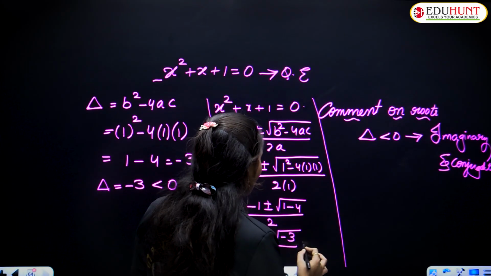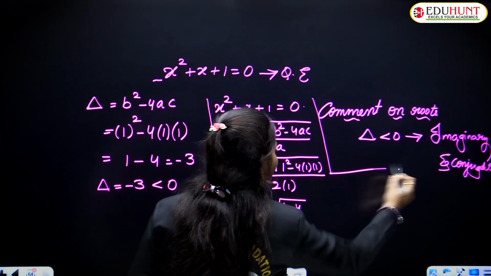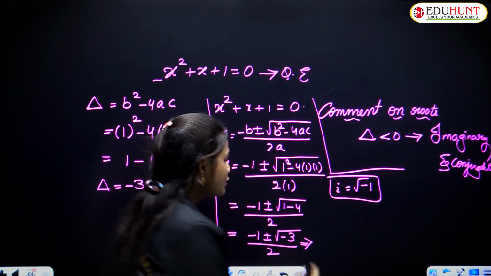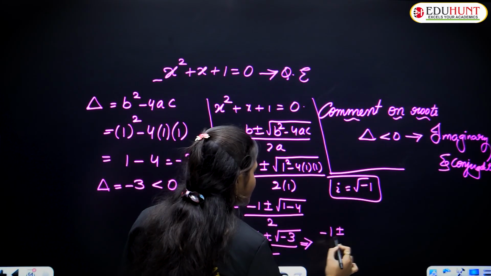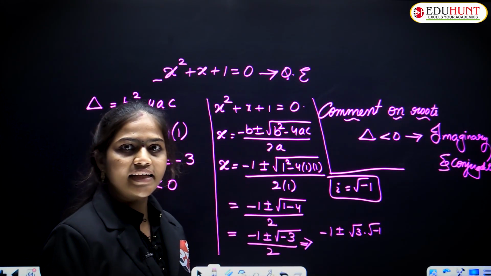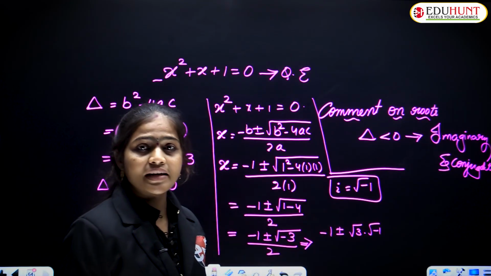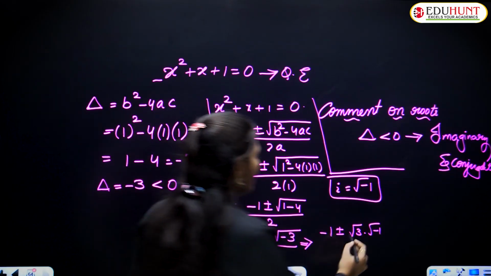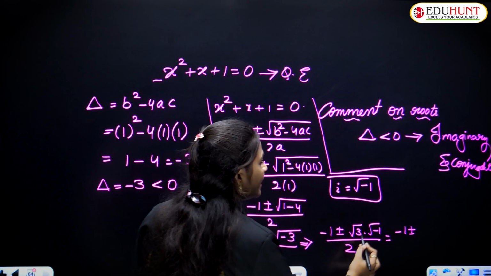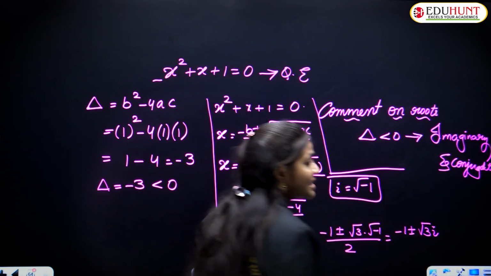Imaginary means the square root of a negative number is called an imaginary number. We know that, right? So how to express this one? By using i. We know that i is equal to root of minus 1. So we can write this as minus 1 plus or minus square root of 3 into square root of minus 1. Square root of a into square root of b is equal to square root of ab, that is the property. Whole by 2, which is equal to minus 1 plus or minus root 3 and here square root of minus 1 means i, that is the value, imaginary number.